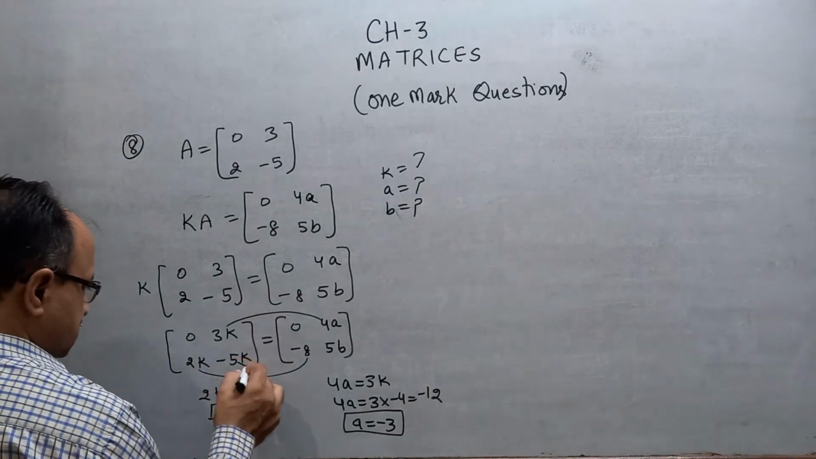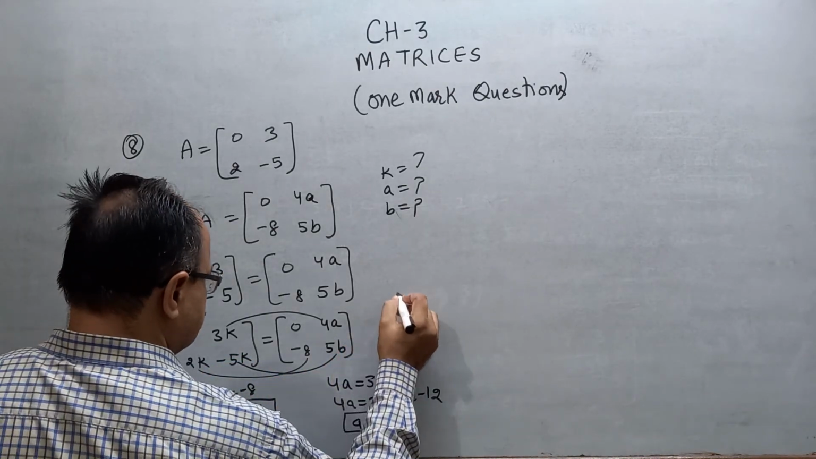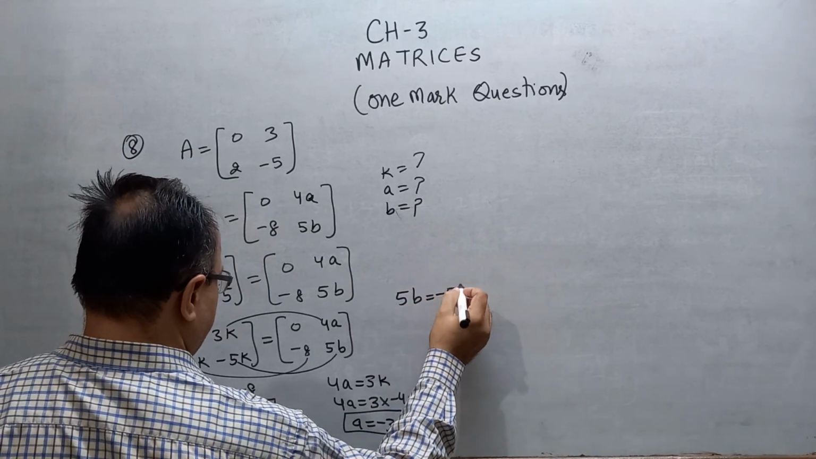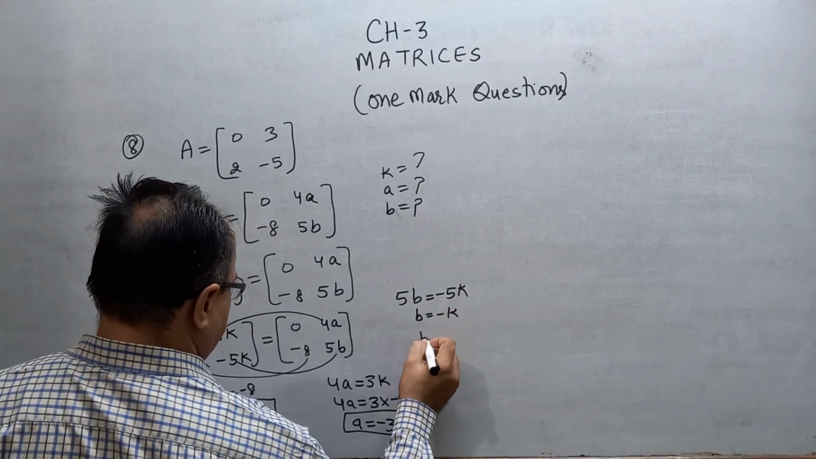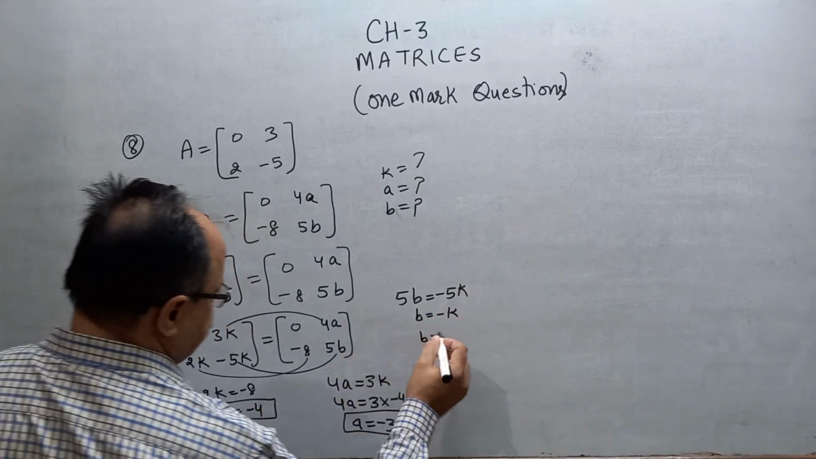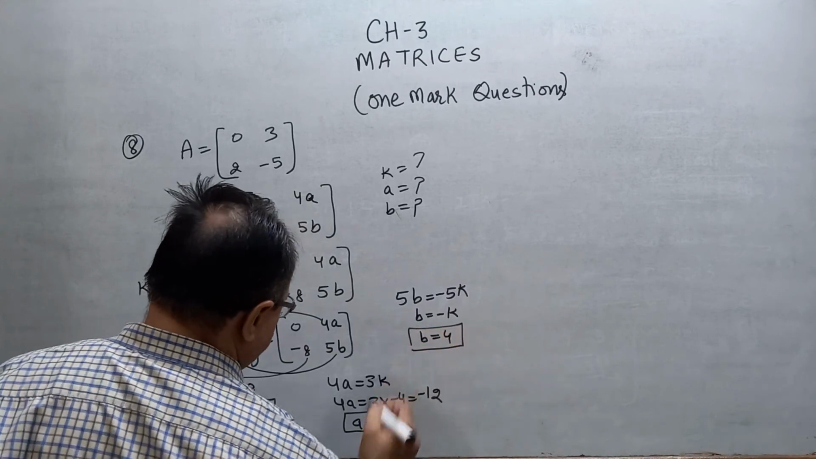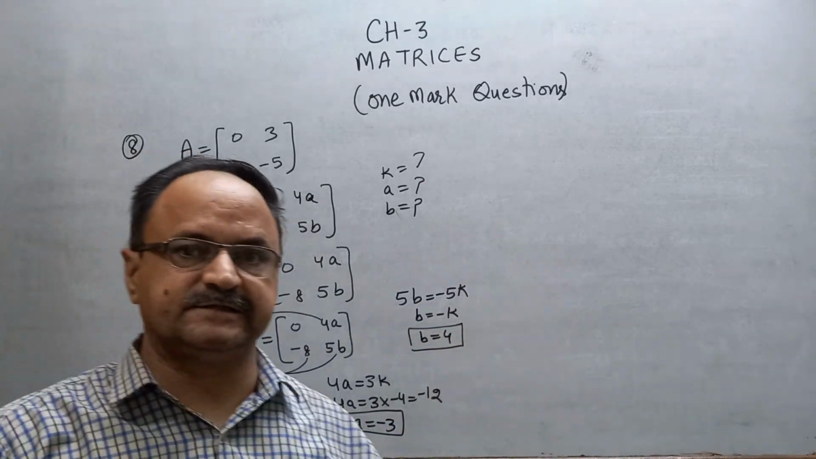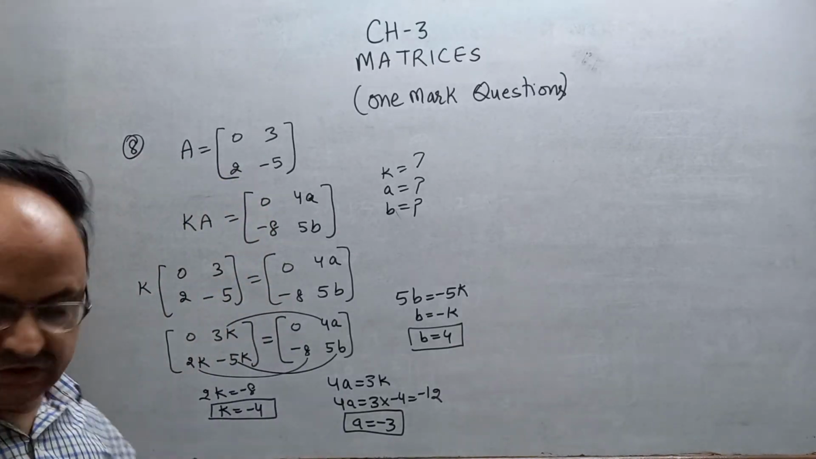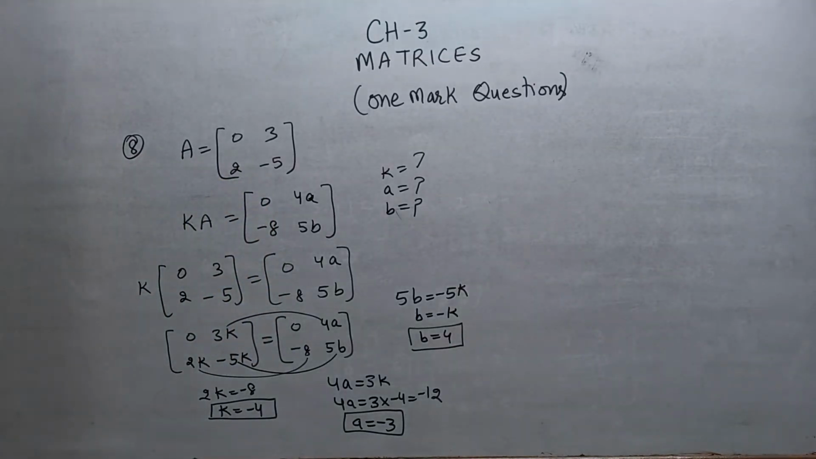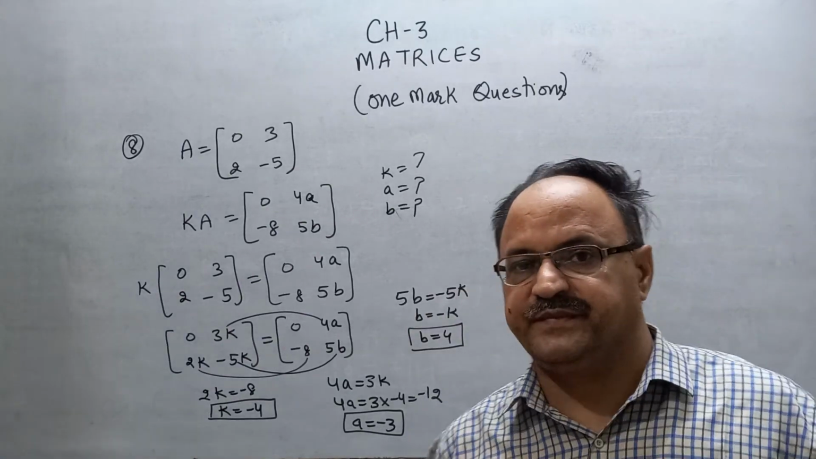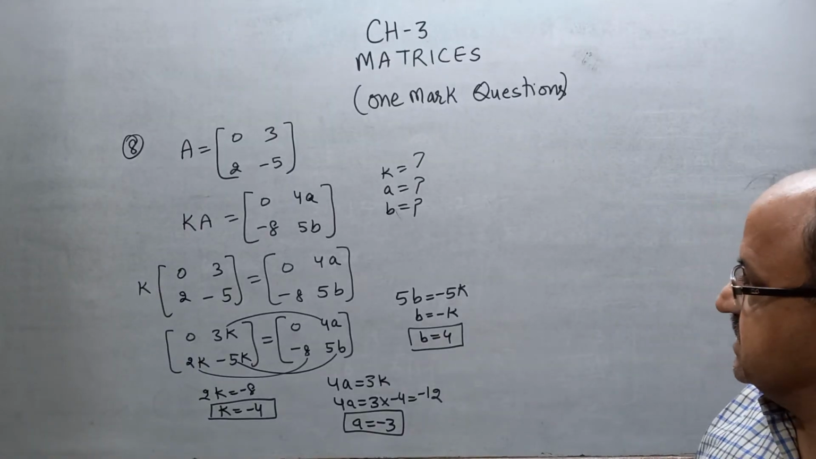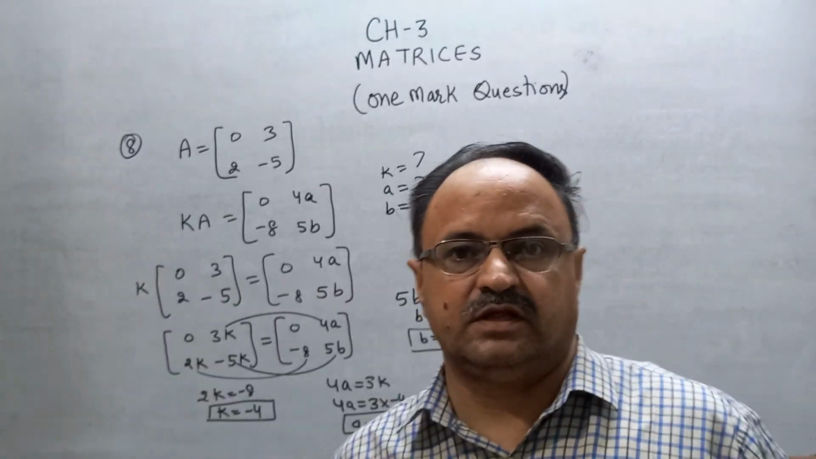And compare this element, 5b is equal to minus 5k, therefore b is equal to minus k. Put the value of k here, minus 4. Therefore, b is equal to 4. Correct? This is the solution of question number 8. Correct? So, this was one more question of chapter 3, matrix. Clear? Okay, thank you.